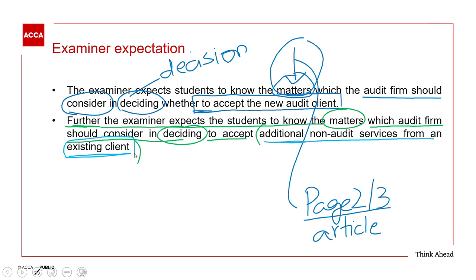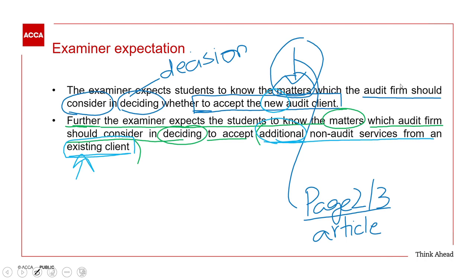In number 1, the examiner is expecting you to know the matters in deciding on a new client. I hope you can see the word new. In the second, the examiner expects that you know the matters in deciding to accept additional services from an existing client. So can you feel the difference between accepting a new client and accepting additional services from an existing client? Can you find the difference between bullet number 1 and bullet number 2?